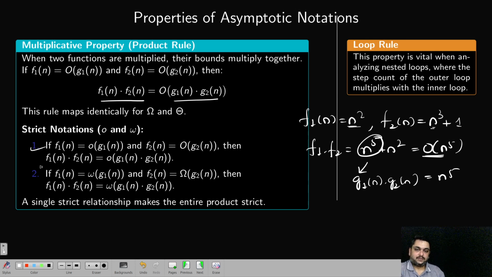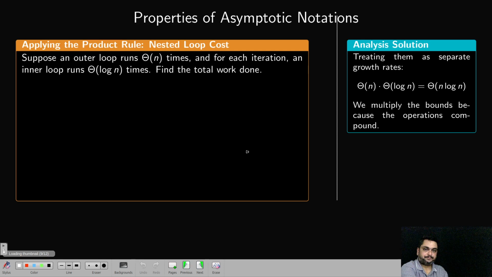The same thing also applies for little o and little omega notation. This also applies for big omega and big theta. The product rule is simple. You just take the product of g of n. For example, suppose an outer loop runs theta of n times, and for each iteration an inner loop runs theta log n times. Find the total work done.